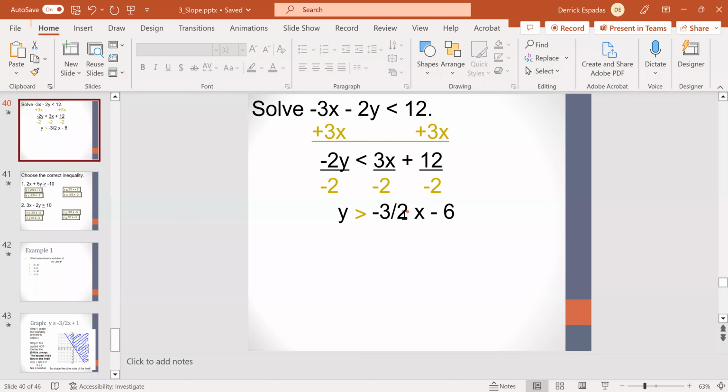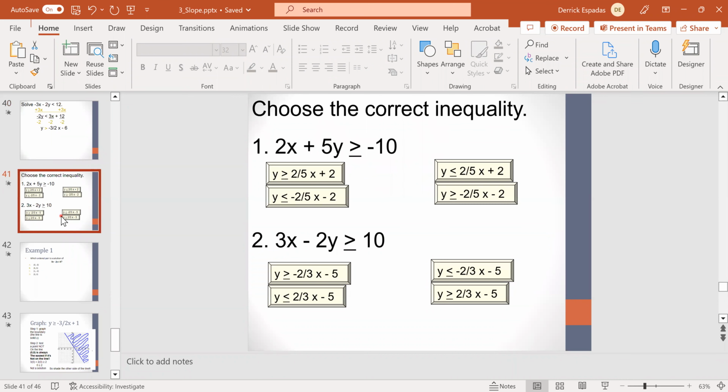We represent it as negative 3.5x. 12 divided by negative 2 is negative 6. So y is greater than negative 3/2x minus 6. That's a thing. We can leave the x there. We'll get more experience with that as we move along. Probably not in today's examples, but that's a completely legitimate answer. So let's figure out which ones of these are the way to go.